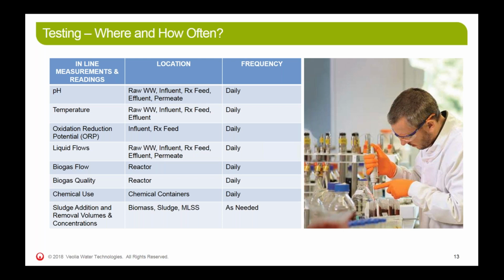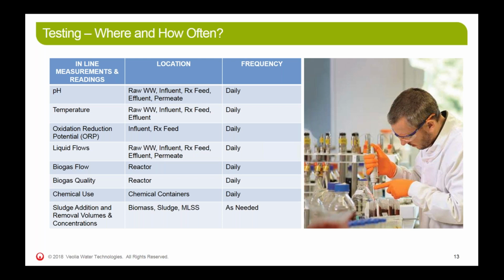Same with the biogas quality. The new gas flow meters also measure the percent methane at the same time, or the operator has to test the CO2 and hydrogen sulfide content of the biogas daily to back calculate the methane content.